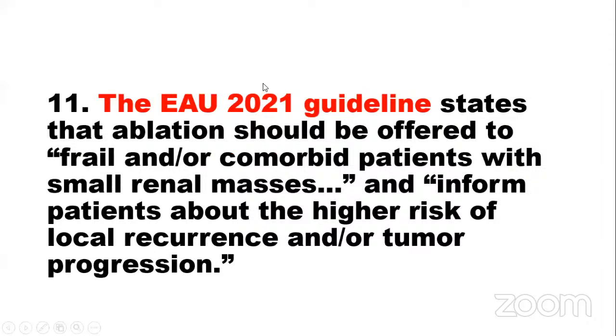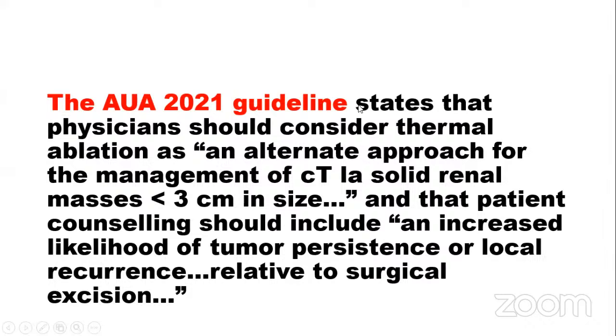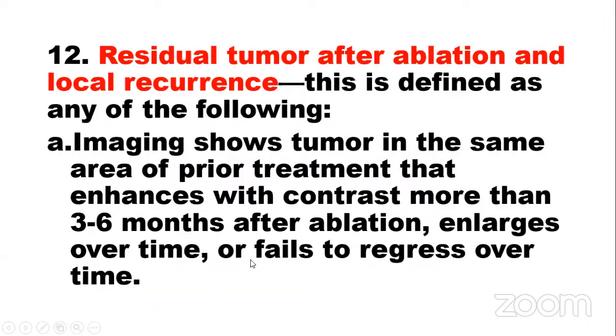The EAU 2021 guidelines state that ablation should be offered to frail and/or comorbid patients with small renal masses, and the patient should be informed about the high risk of local recurrence and/or tumor progression. The guideline states that the physician should consider thermal ablation an alternate approach for management of the T1a solid renal mass less than 3 centimeters in size. And patient counseling should include increased likelihood of tumor persistence or local recurrence relative to surgical excision.